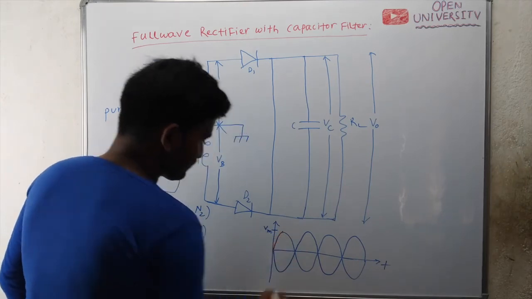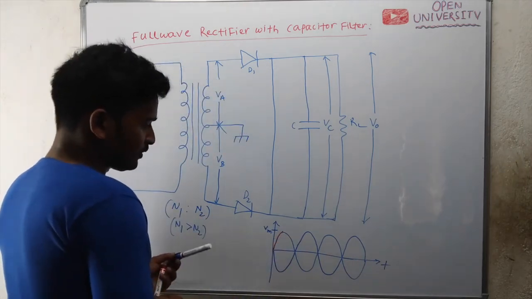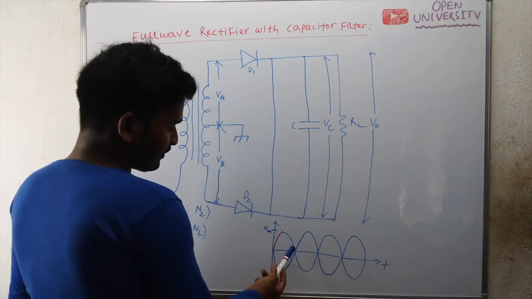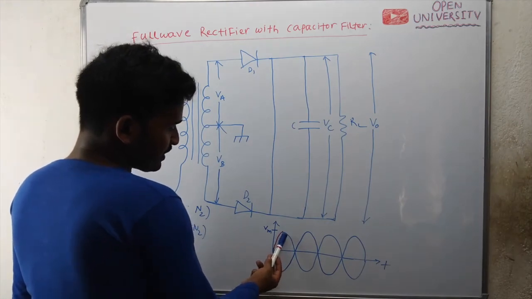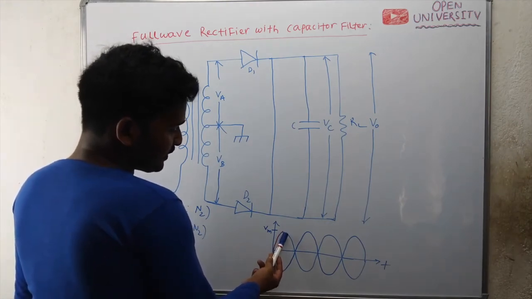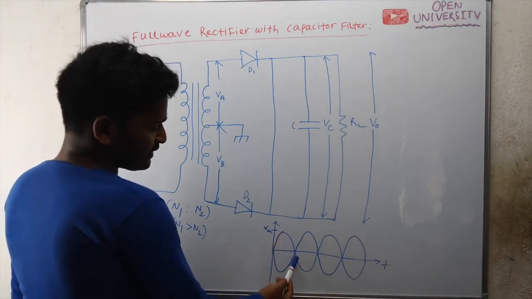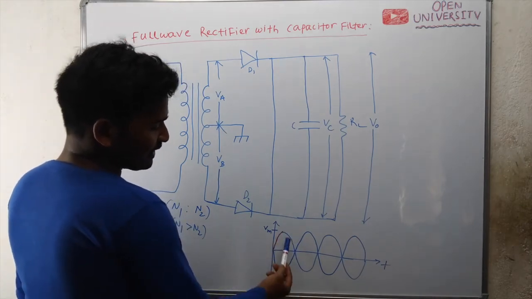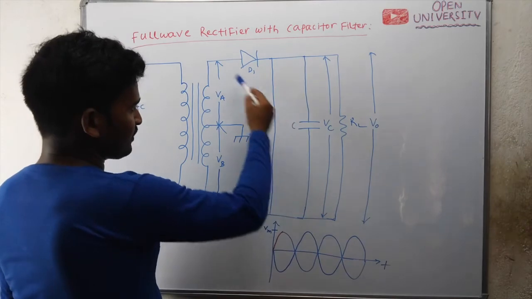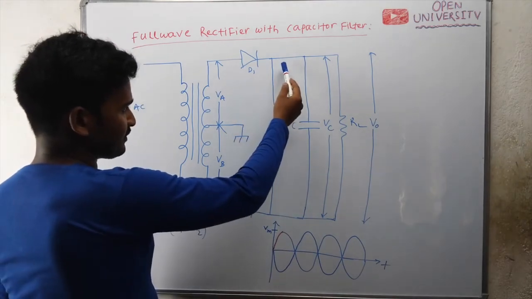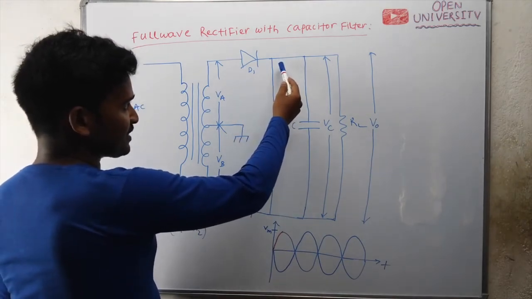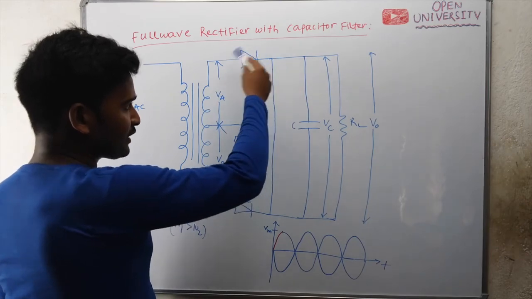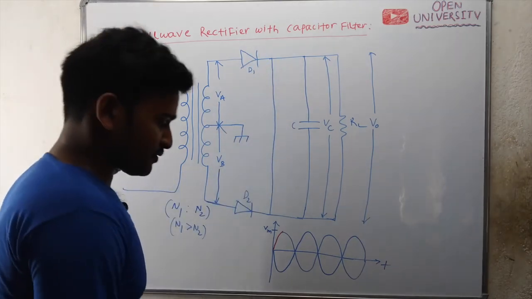Up to Vm, then what will happen? In this time period, VA will be less than VC. If VA is less than VC, then what will happen? Your diode D1 will be reverse biased.